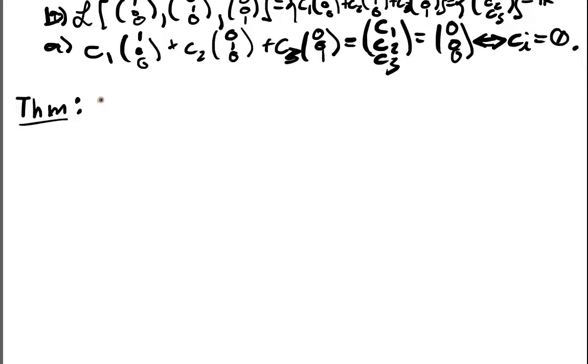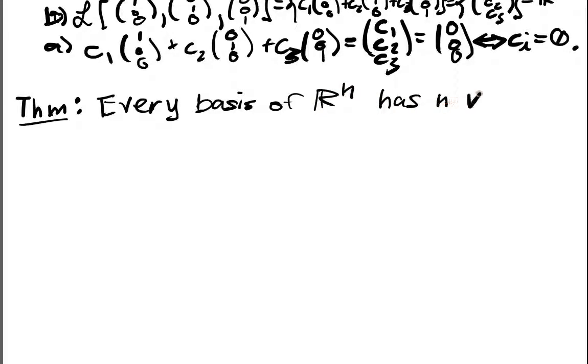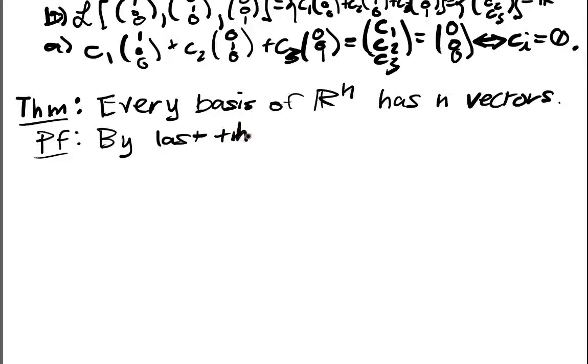So theorem: every basis of Rn has n vectors. Well, by the last theorem of the previous video, m, of course, has to be greater than or equal to n. So m, the number of vectors, has to be greater than or equal to n.